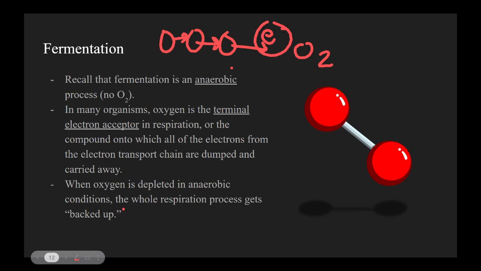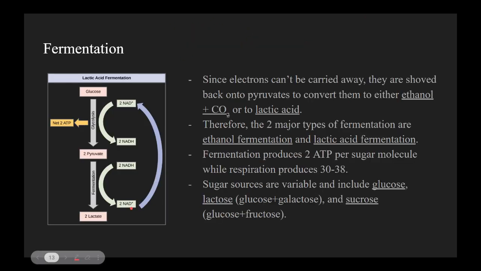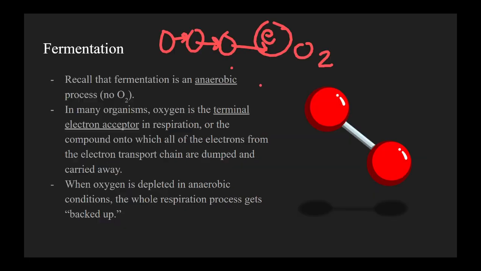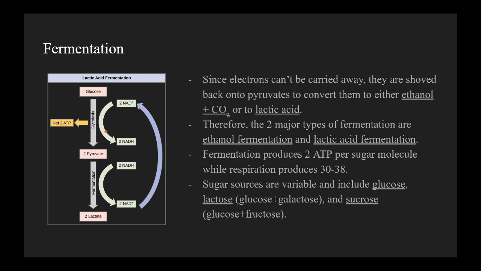So when oxygen is depleted, that's exactly what happens. We don't have something to take away the electrons, so this whole system gets backed up. Since the electrons can't be carried away by the oxygen, the electrons are instead shoved back onto the pyruvates that were created from glycolysis. That can then convert them to ethanol and CO2 or to lactic acid.